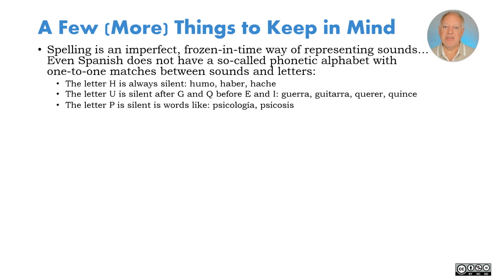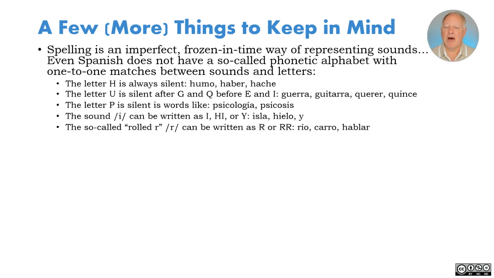The letter P is silent in words like psicología or psicosis or psicólogo, right? The sound E can be written with an I, with an HI, or just as the letter Y. Isla, hielo, E. So again, spelling is an imperfect representation, frozen in time as well, of the way that we speak. Another example, last example, the so-called rolled R can be written as a simple R or RR. So look at the examples. Río, carro, hablar in some pronunciations.